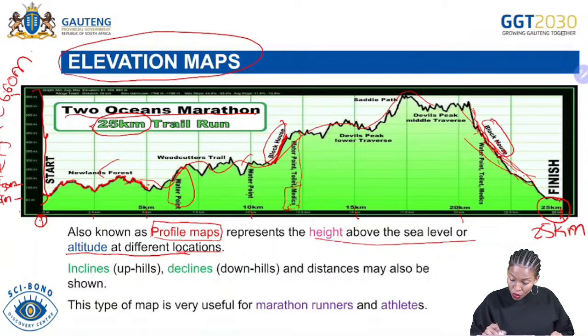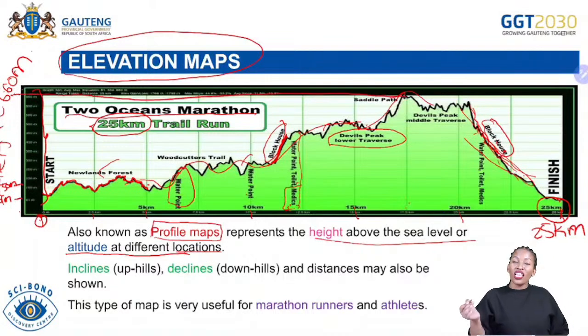And then this one is called the Devil's Peak Lower Traverse, and as you can see, it's up in the mountain, hence it's called the Devil's Peak. And then again, the other question that the examiner can ask is, what was the highest point that was reached on this marathon? The highest point, it was what? It was 660 meters. Or they can ask, the highest point was reached after how many kilometers? At this point, guys, it is 17.5 kilometers.